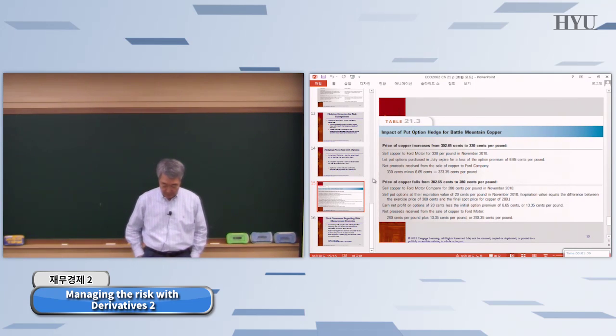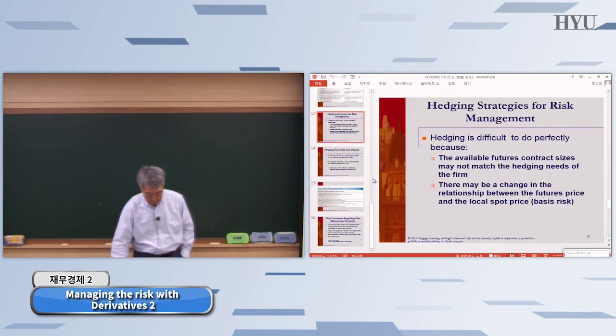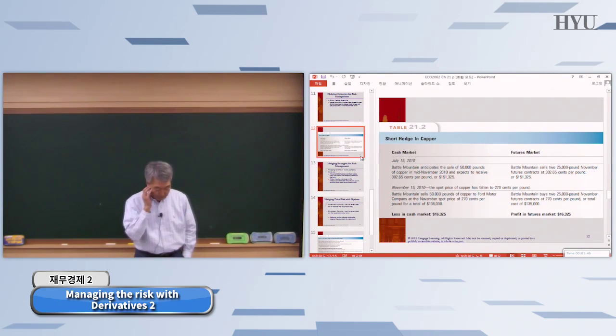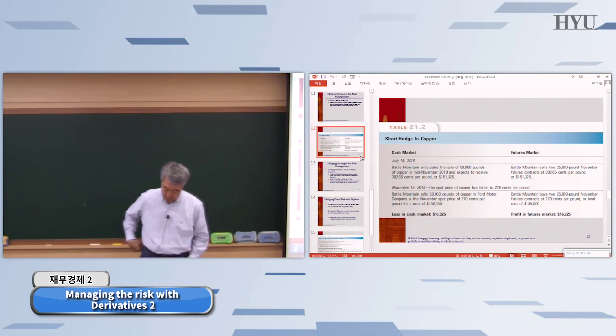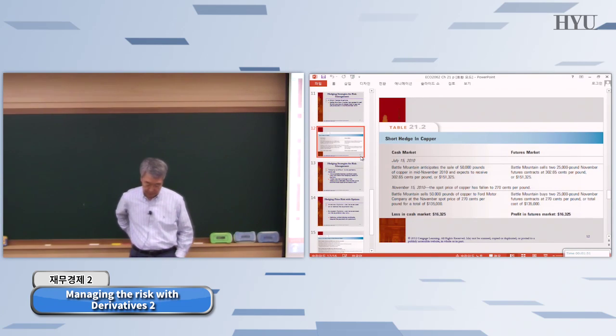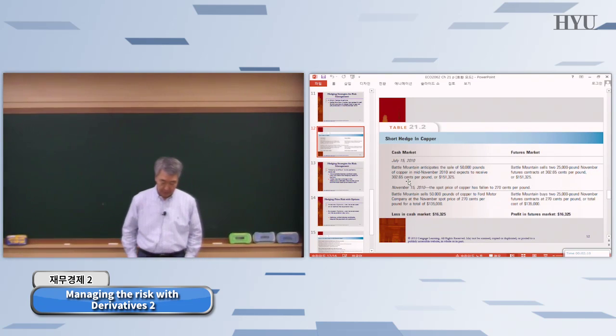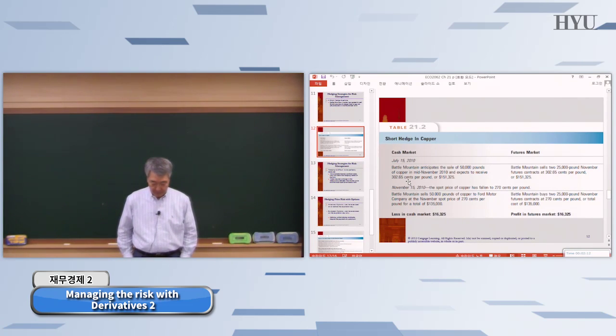Think about this. Let's go back to this example, okay? This was the example of short hedging. So this Battle Mountain company was expecting to sell 50,000 pounds of copper a few months later, and they expected to receive 302.65 cents per pound.